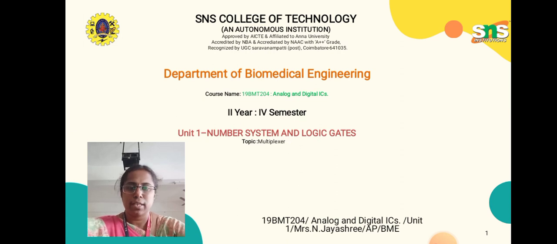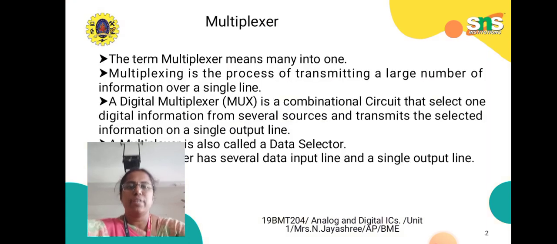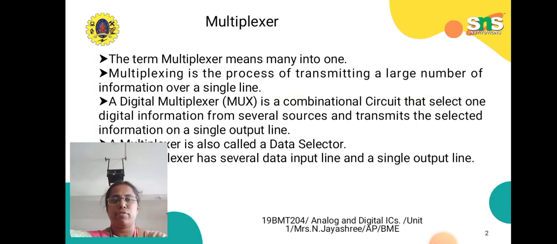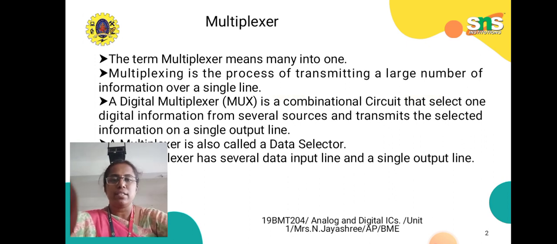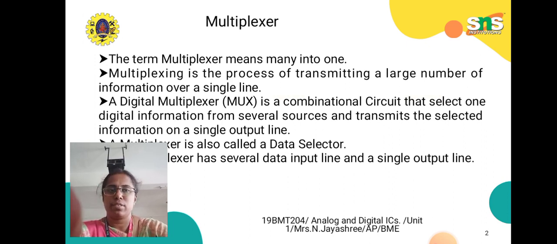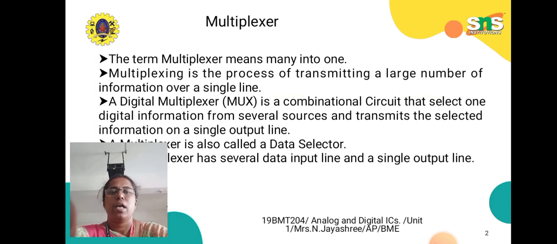I am going to take Analog and Digital ICs. I am going to take the topic as multiplexers. As we all know, what is a multiplexer? We are hearing many FM channels, right? We are receiving many FM channels, right? But at a time we are able to hear only one channel, right? Similar to this is the main application of FM.